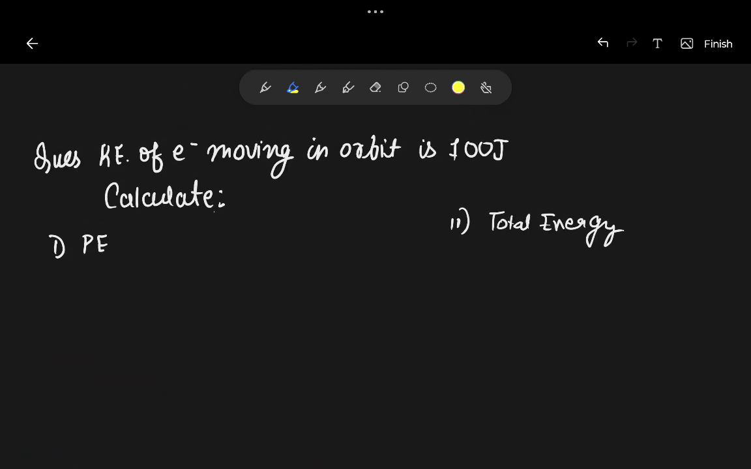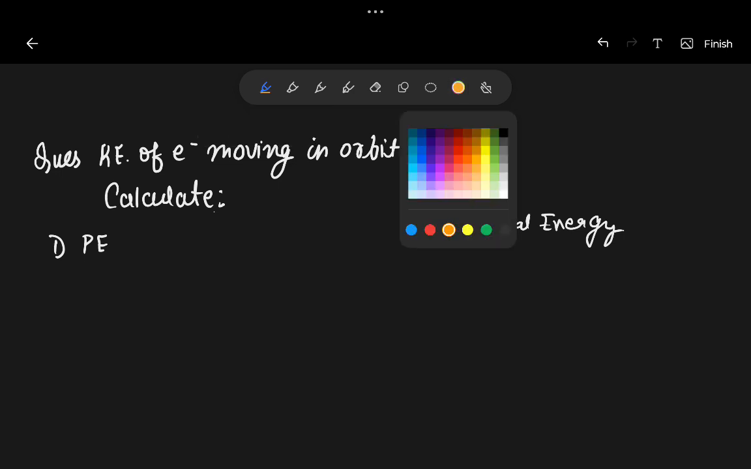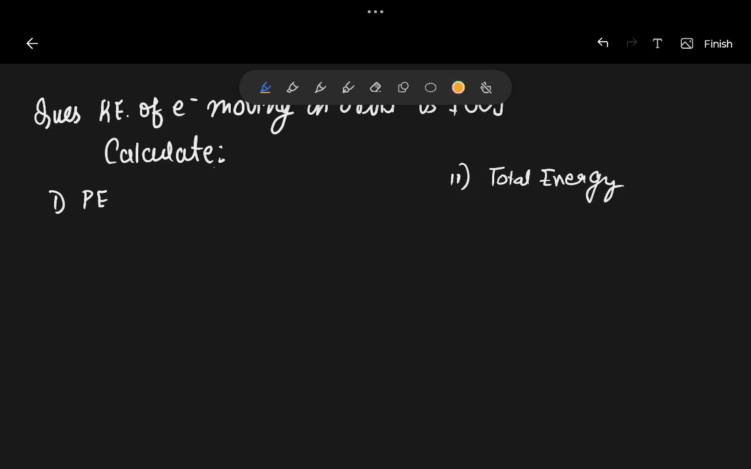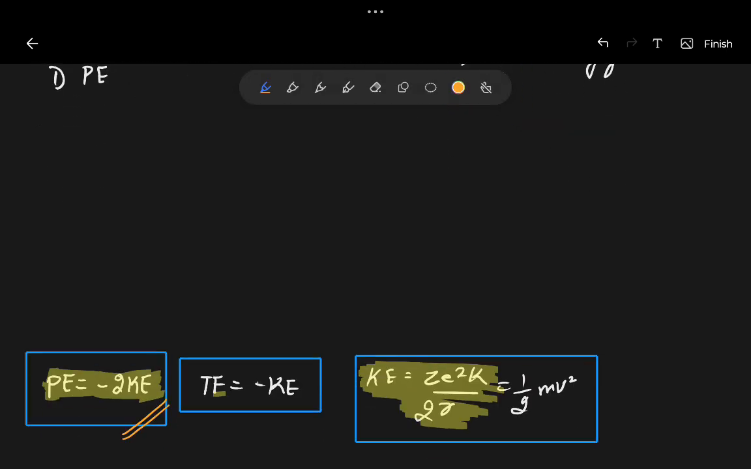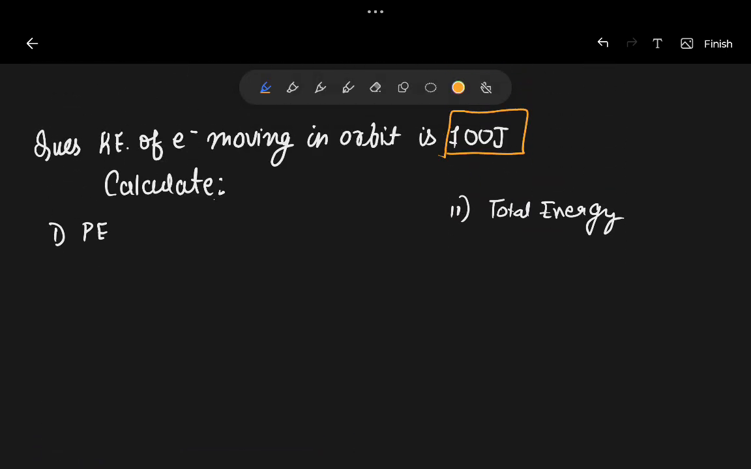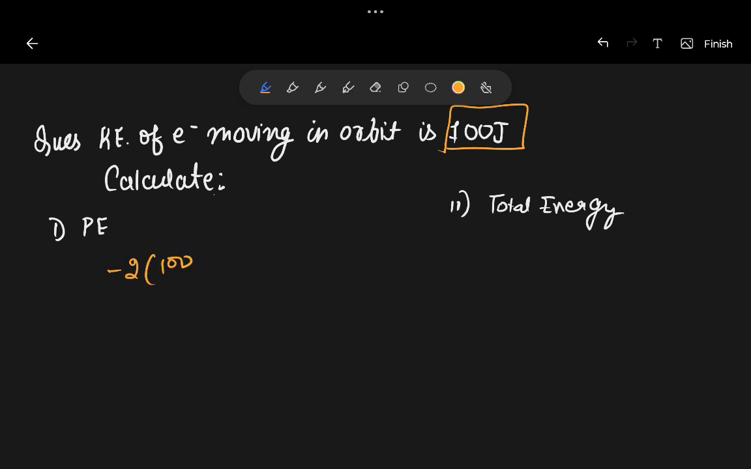Alright, so let's try to do these questions. Okay, let me just change the pen color. Yeah, here we go. So potential energy, we have kinetic energy, this is given to us. Now for potential energy, as you can see, you just multiply it with -2. So -2 into 100 joule, it would be -200 joule.